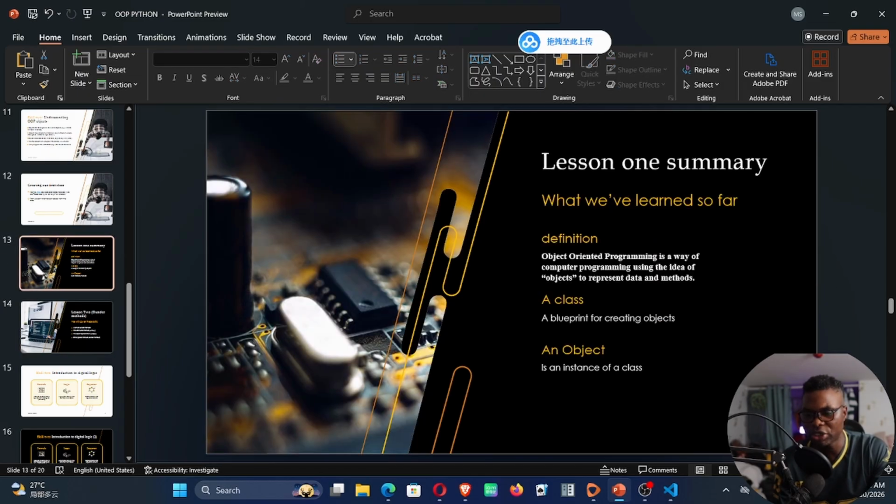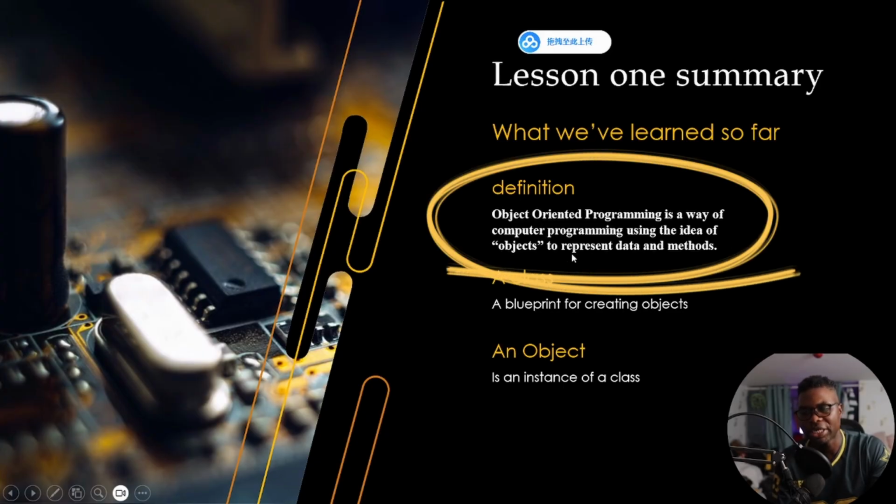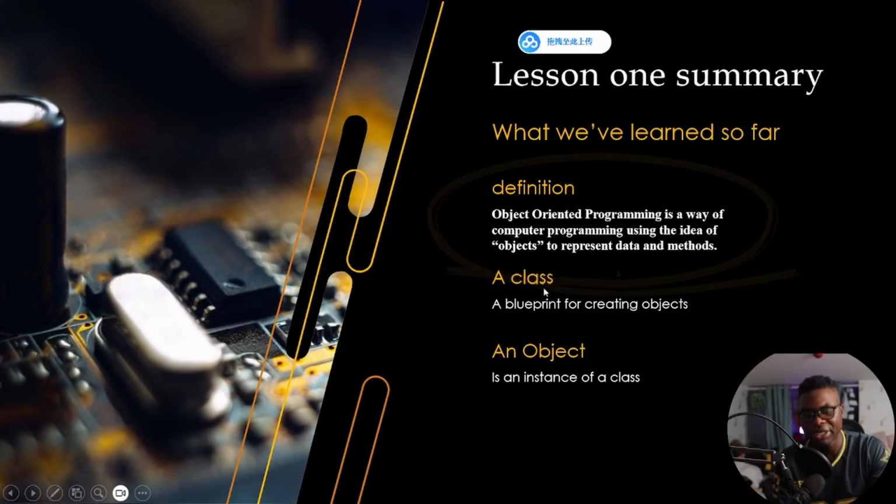So for today, this is the summary. We've defined what is OOP. OOP is a way of computer programming using the idea of objects to represent data and methods. And then we talked about a class, which is a blueprint for creating objects, and then an object, which is an instance of a class.